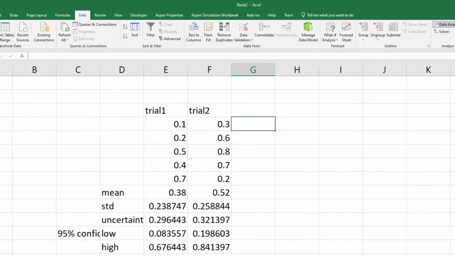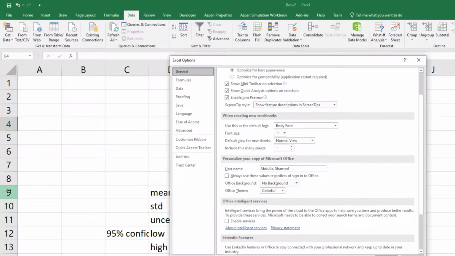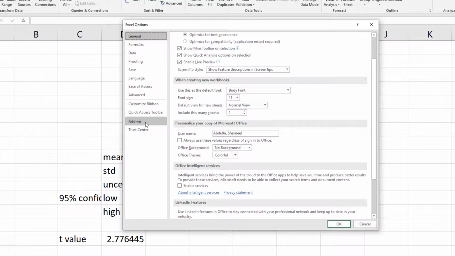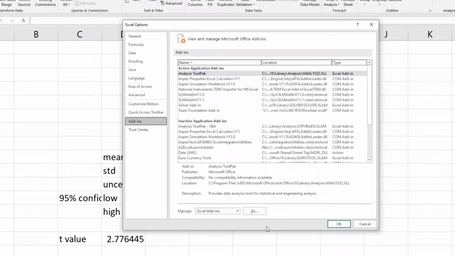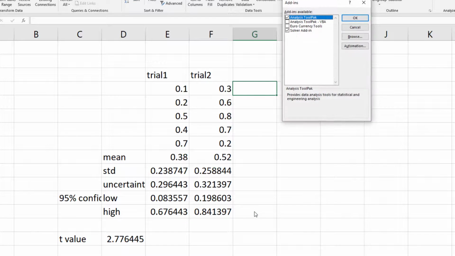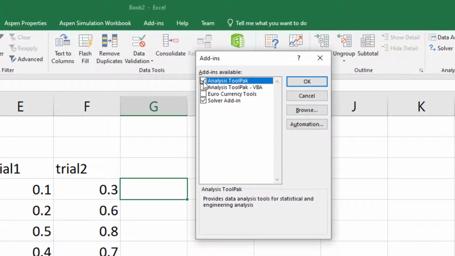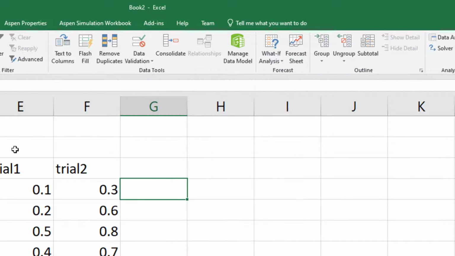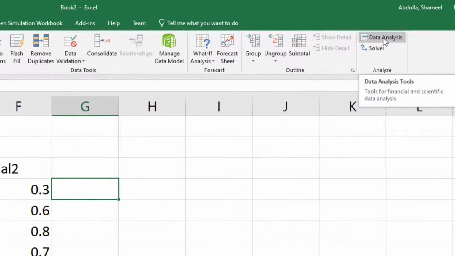If you do not have this over here, you have to enable it. Click on File, go to Options, go to Add-ins, and then click on the bottom Manage Add-ins and click on Go. And make sure this first toolbox is selected. Okay, the check mark is present. Click OK, and then you should see the data analysis toolbox over here.